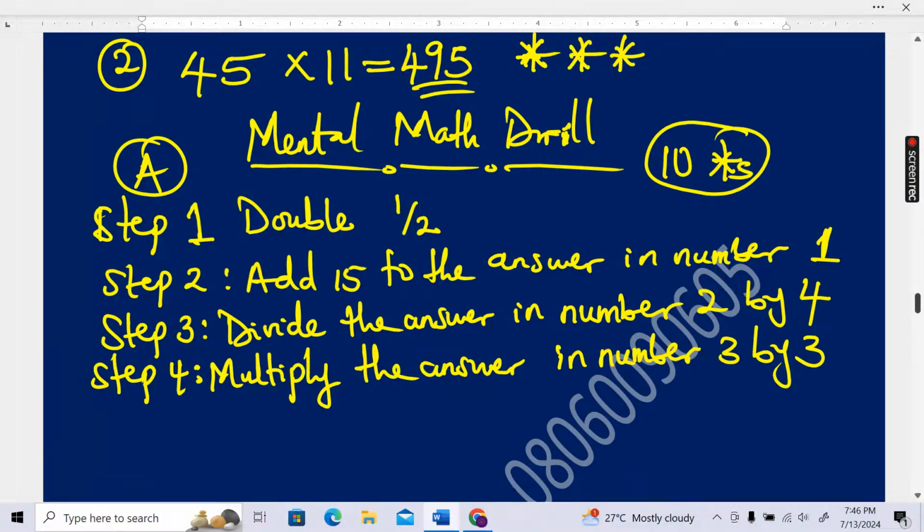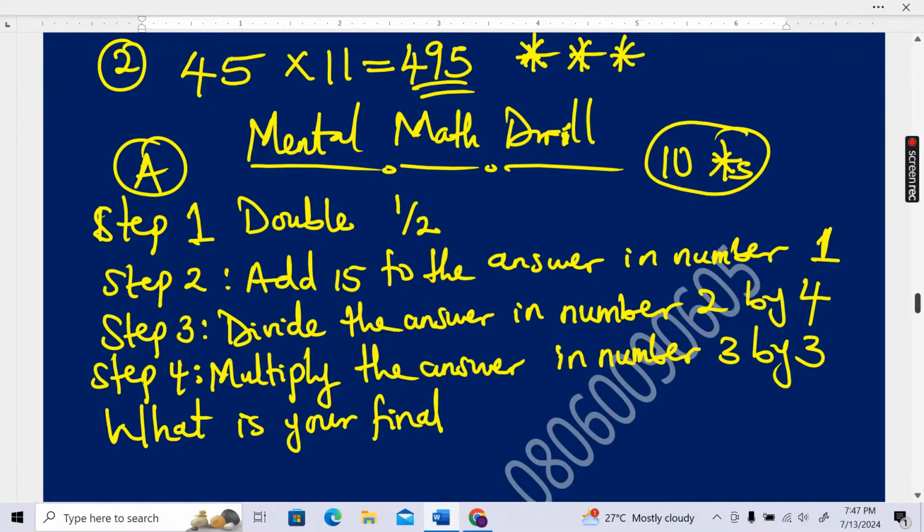Step 4, multiply your answer in number 3 by 3. Now, the last step, what is your final answer? Type your answer and type your name in the comment section.